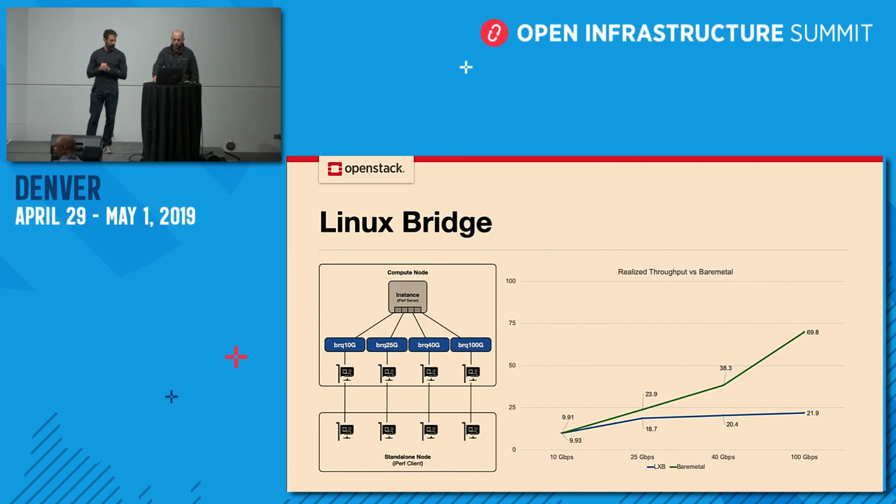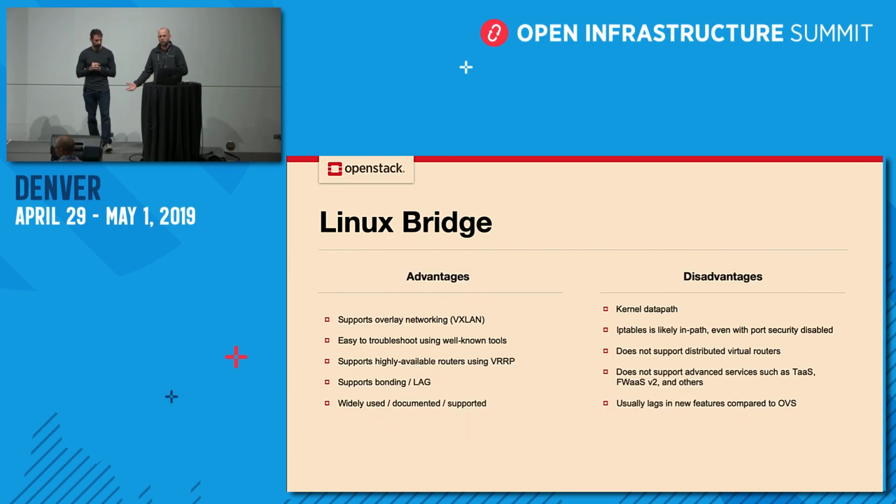Yeah. Cool. So why somebody might choose a LinuxBridge driver over something else? It does support overlay networking, including VXLAN, which is probably the most popular technology for OpenStack. It's easy to troubleshoot using well-known tools available in the host operating system. It does support high availability routers, those that use VRRP, but it does not support distributed virtual routers, which requires Open vSwitch. You can configure bonds with the Linux bonding module. And it is widely used, documented, and supported.